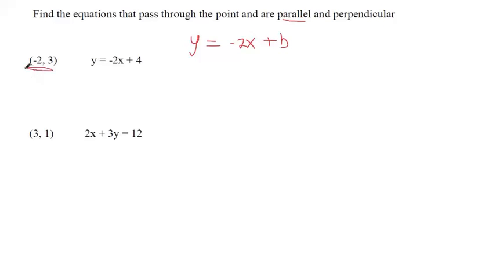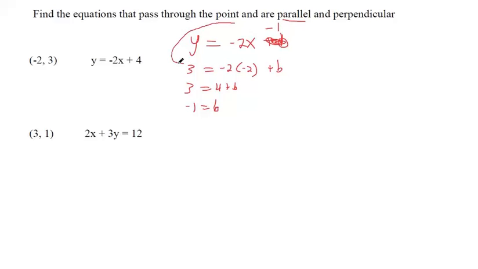And for it to go through this point, we can plug in our x-coordinate and plug in our y-coordinate to get the right y-intercept to make it pass through that point. So we're going to plug in 3 in for y and -2 in for x and then solve for b. So you get 3 equals 4 plus b. So subtract 4 from both sides to get b equals -1. So there's our equation. It's y equals -2x plus -1, or you could just say subtract 1.